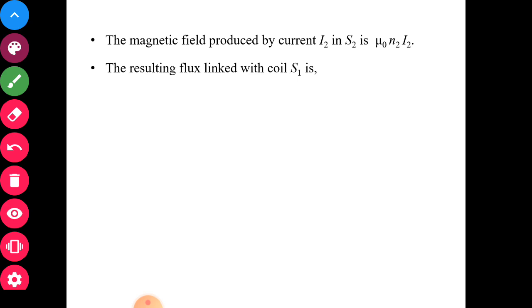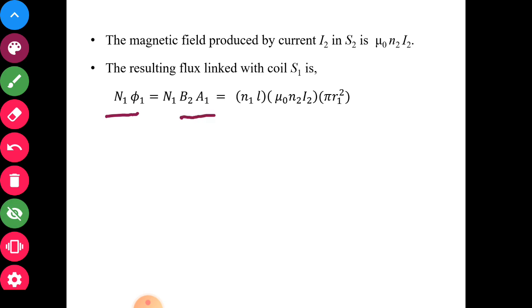Flux phi is equal to number of turns into B into A. So that is our basic understanding. So in the first coil we want to find the magnetic flux, N1 phi 1. So N1 into B2, that is the magnetic field produced by the second solenoid, into the area of the first solenoid, because we want to find the flux associated with the first solenoid.